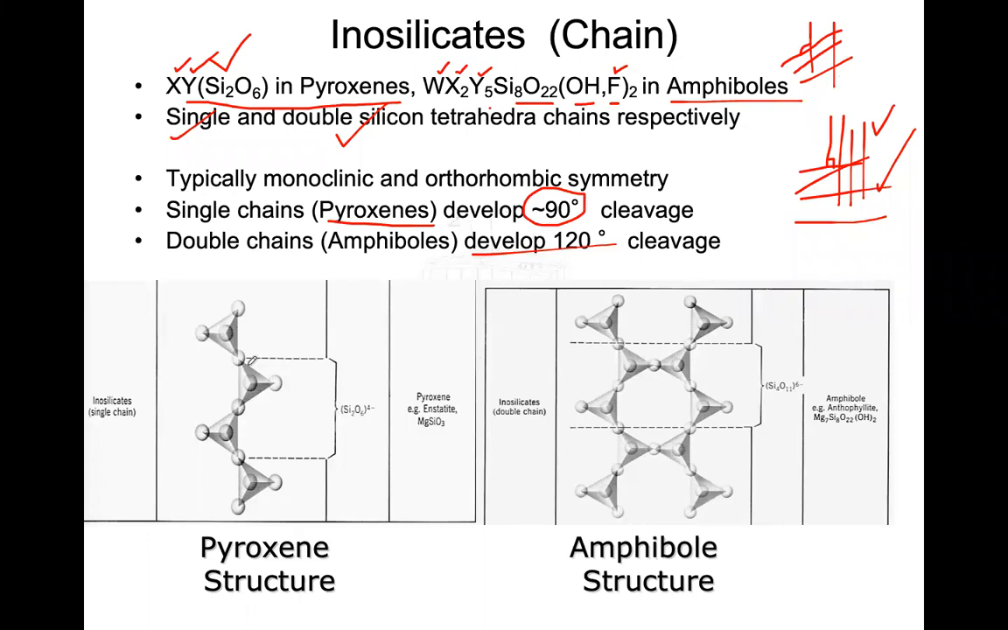So pyroxene structure is here. You have Si2O6 structure, and here is Si8O22 structure, right? You can count these oxygen atoms, and you can count the silicon atoms as well, right? So they join together like this, so that it forms a chain. So it continues like this as a single chain. So pyroxenes are single chain and amphiboles are double chain inosilicates.